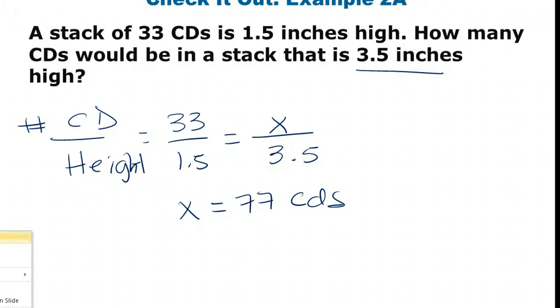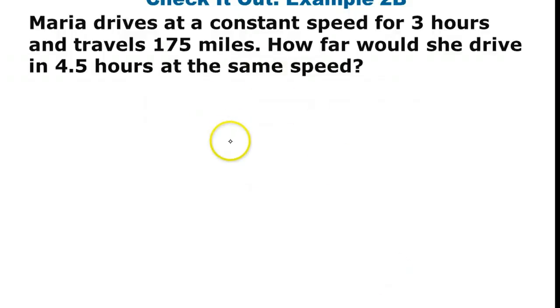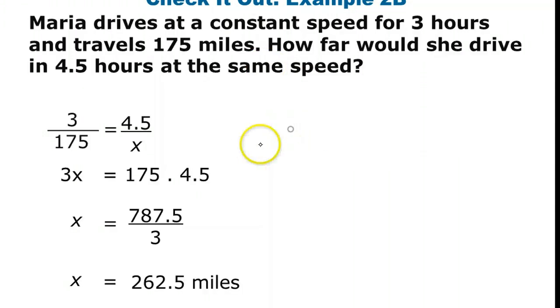Okay, let's do one more example. Alright, here's one more. Go ahead and do it by yourself and then come back and get the answer. Alright, welcome back. Well, this one I'm not going to work out. I'll go ahead and use the one on the slides. So here we have Maria drives at a constant speed for 3 hours and travels 175 miles. How far will she drive in 4.5 hours?